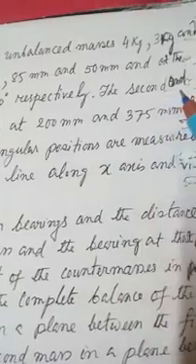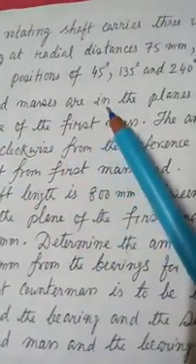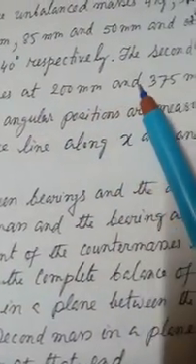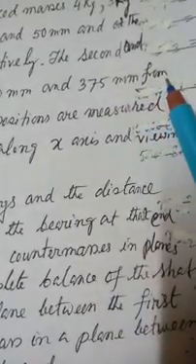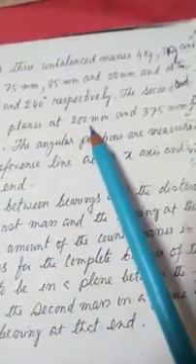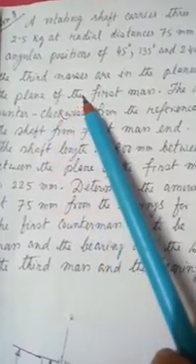The second and the third masses are in the planes at 200 mm and 375 mm from the plane of the first mass.